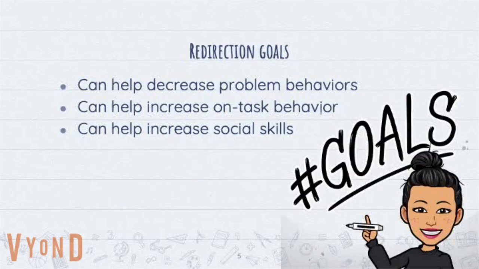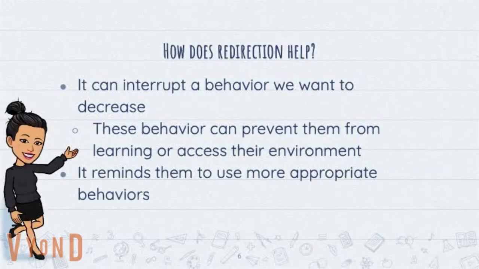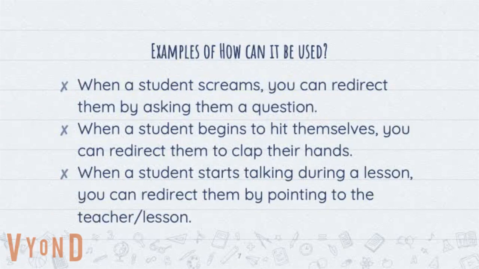Redirection goals. Redirection can help decrease problem behaviors, increase on-task behaviors, and increase social skills. And how does redirection help? It can interrupt a behavior we want to decrease. These behaviors can prevent them from learning or accessing their environment. Redirection reminds them to use the more appropriate behaviors.